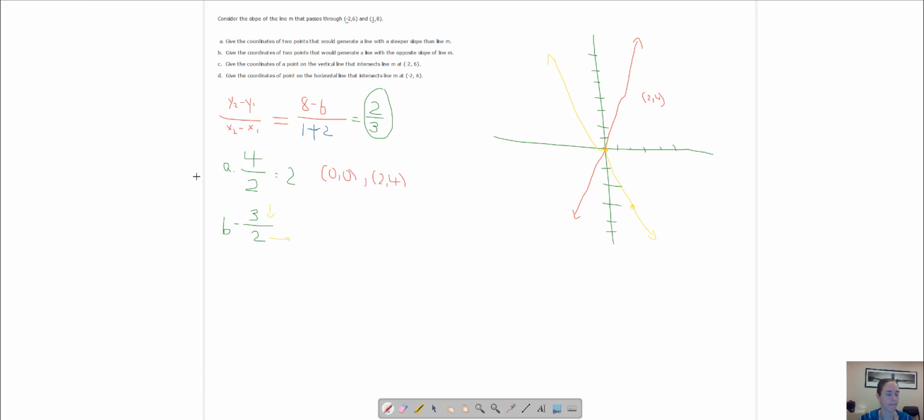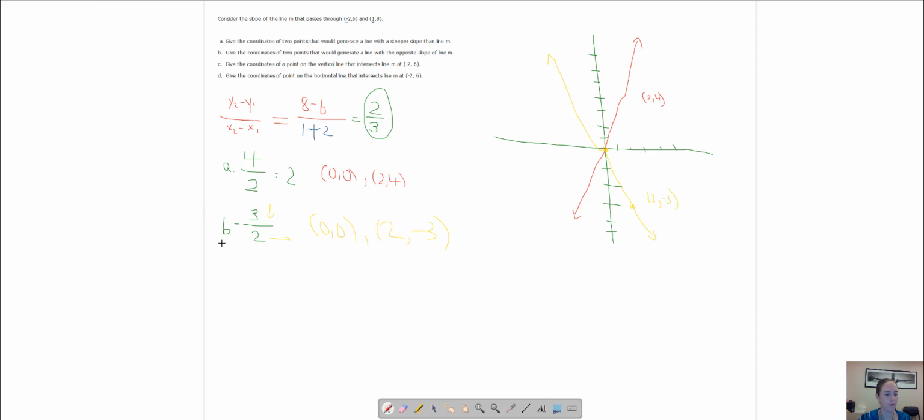So I would have 0, 0 again as my first point. And you could do any points you wanted, by the way, but this is how I'm doing it. Okay, and then you went to your x is 2, and your y is -3. Okay, so then you'd have 2 and -3.